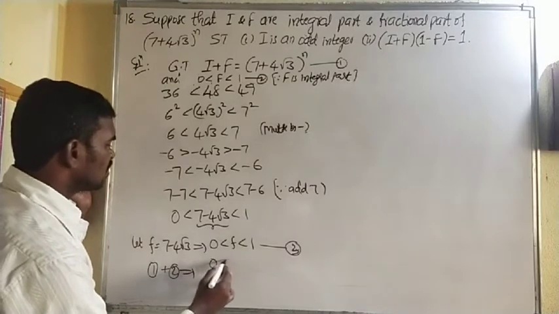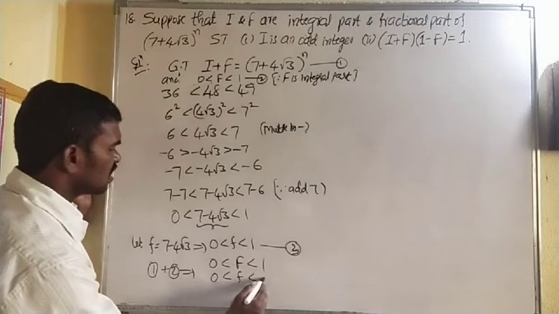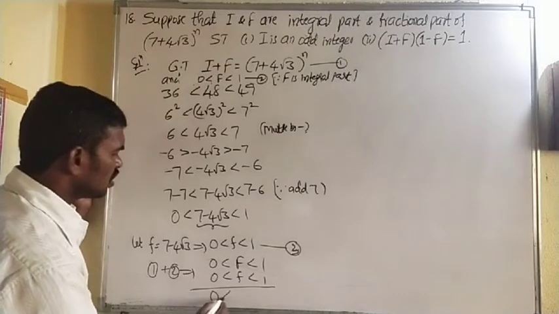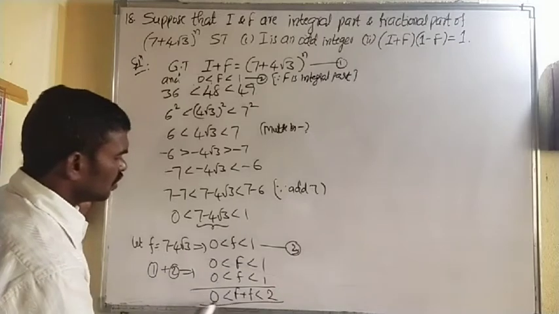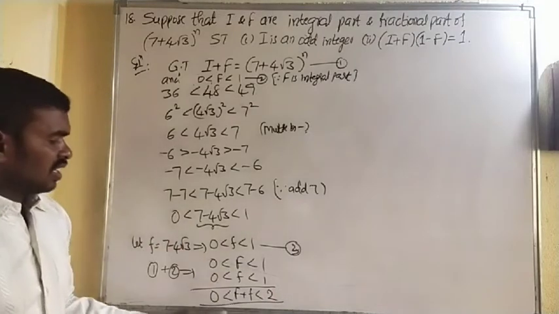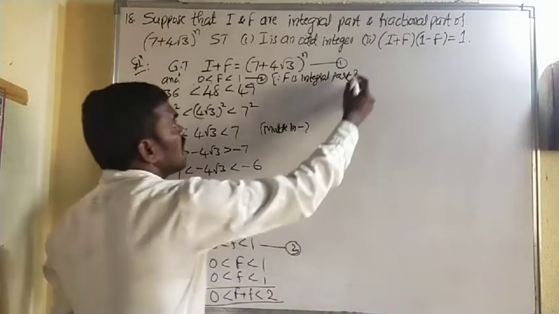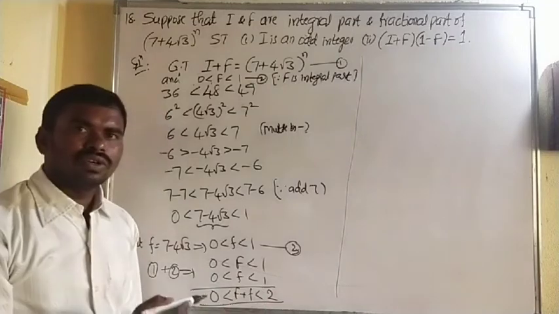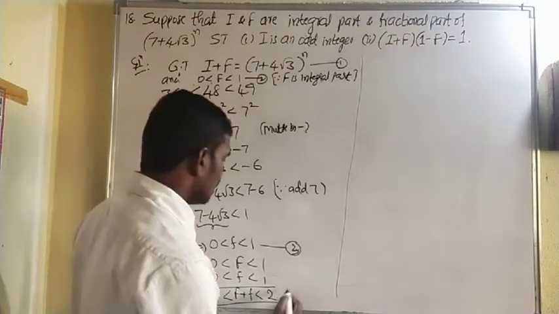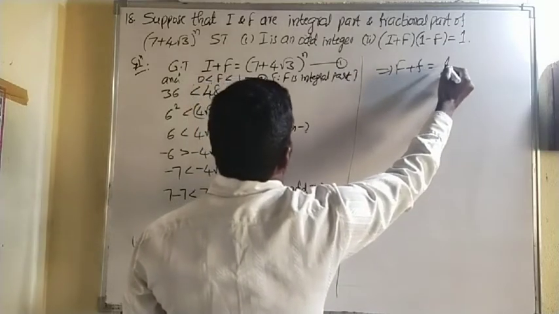What is equation 1? 0 less than capital F less than 1. What is equation 2? 0 less than small f less than 1. Adding these two, 0 plus 0, 0 less than F plus f less than 1 plus 1, 2. So this value lies between 0 and 2. So what is the value of F plus f? What is in between 0 and 2? 1. So that implies we can say capital F plus small f equals 1.